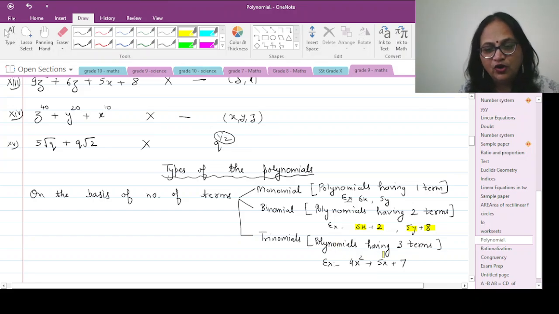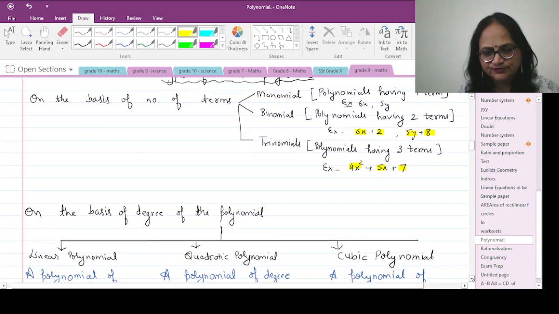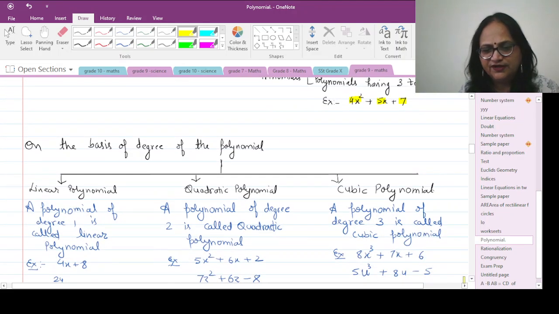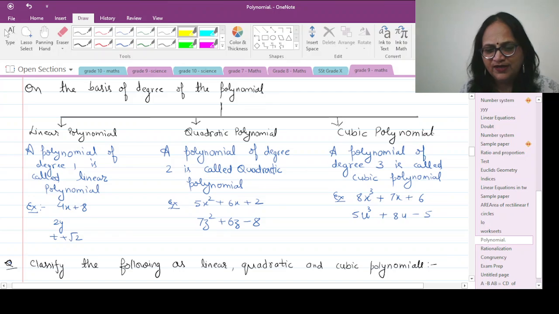Trinomial, polynomials having three terms. 4x square, 5x and 7. These are three terms. So this is a trinomial. So on the basis of number of terms, we are having monomial, binomial, trinomial, etc. And on the basis of the degree of the polynomial. Degree of the polynomial, as I told you in this video itself, degree is the maximum power of the variable. So linear polynomial, a polynomial of degree 1 is called linear. For example, 4x plus 8, 2y, 3 plus 2. So degree is 1 because maximum power of the variable is 1.